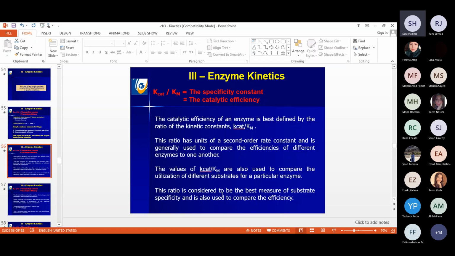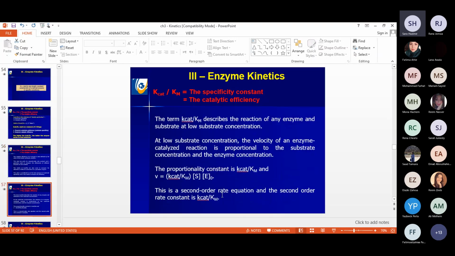And the value of the ratio K-catalytic over Km is used to compare the use of different substrates for a particular enzyme. So which substrate is better for a specific enzyme? We may judge this by calculating the ratio K-catalytic over Km for each substrate. And also it's considered to be the best measure of substrate specificity and to compare efficiency, as we said previously in the slide before. So it describes the reaction of any enzyme and substrate at low substrate concentration, where the velocity of an enzyme catalyzed reaction is considered to be proportional to the substrate concentration and to the enzyme concentration.